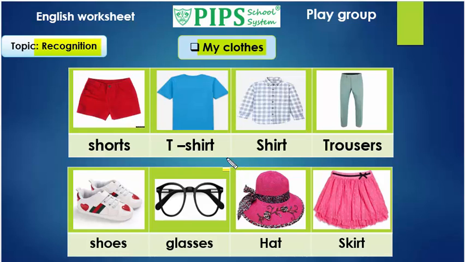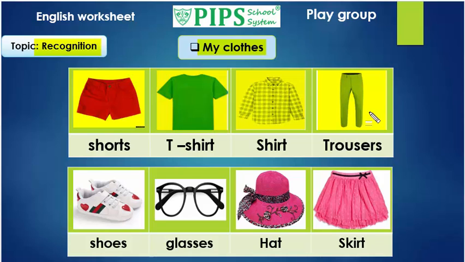Let's recognize them. The first one is shorts. What is this? Shorts. The next one is t-shirt. What is this? T-shirt. The third one is shirt. What is this? Shirt.